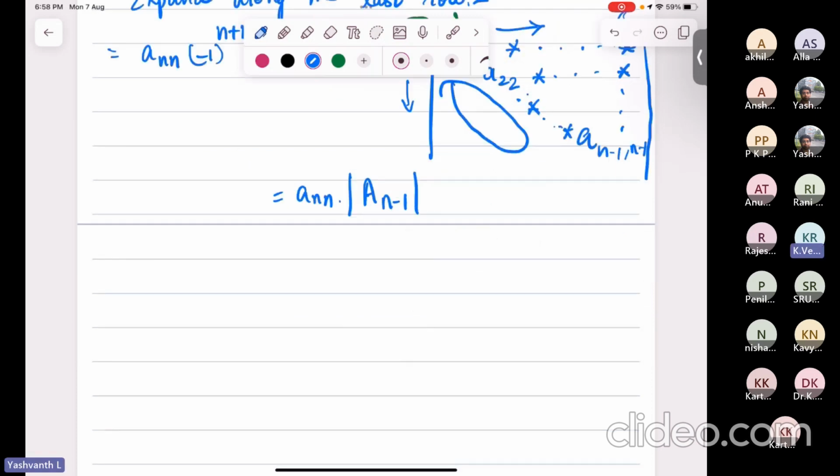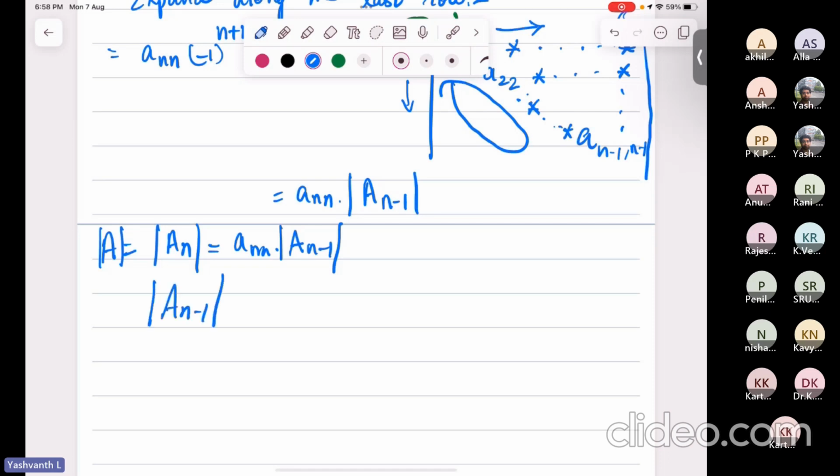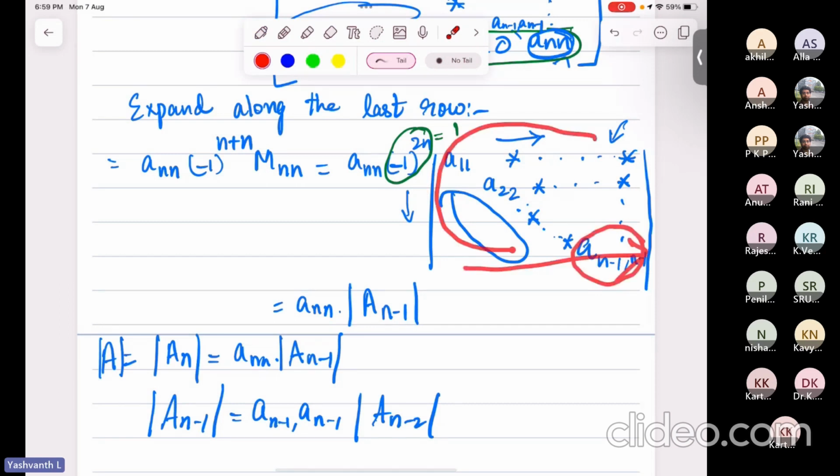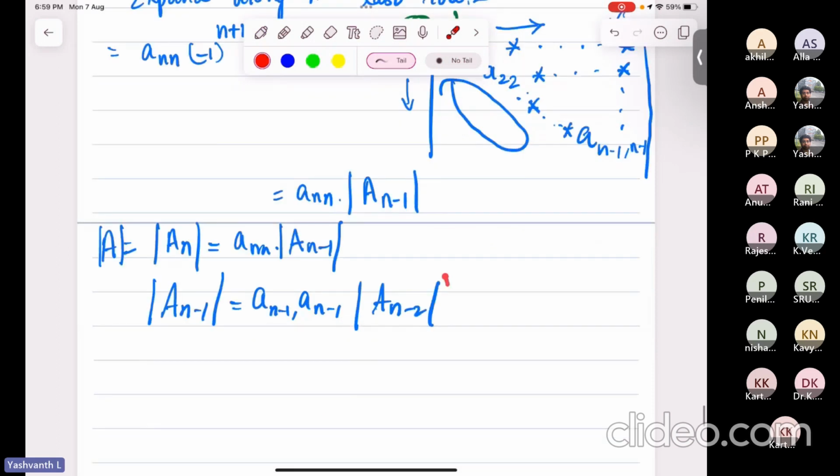Okay, so what do I have? Therefore, determinant of A_n, which is nothing but A itself, because that was my A. Determinant of A equals determinant of A_n, which is nothing but a_nn into determinant of A_{n-1}. Now, applying the principle of mathematical induction, I can similarly write determinant of A_{n-1} to be a_{n-1,n-1} times determinant of A_{n-2}. What I'm trying to say is, in order to evaluate the determinant of this matrix, again expand it along the last row of this matrix. You will then land up getting another submatrix here. That will be A_{n-2}.